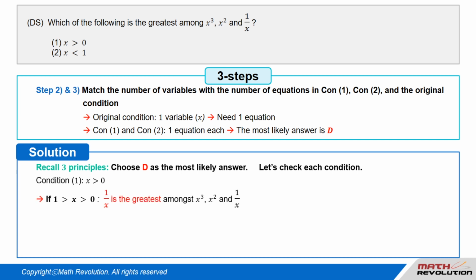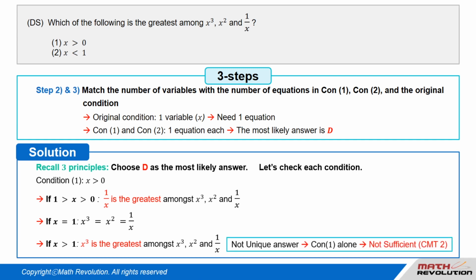Condition 1 tells us that x is greater than 0. If 1 is greater than x, which is greater than 0, then 1 over x will be the greatest amongst x cubed, x squared, and 1 over x. If x equals 1, then x cubed equals x squared equals 1 over x. And if x is greater than 1, then x cubed will be the greatest. Since the answer is not unique, condition 1 is not sufficient by CMT2, which states that the number of answers must be 1.